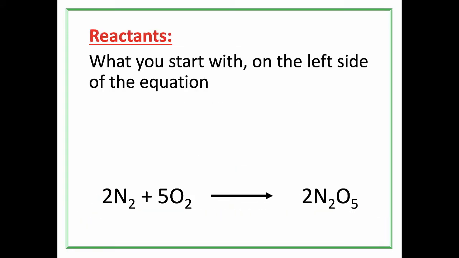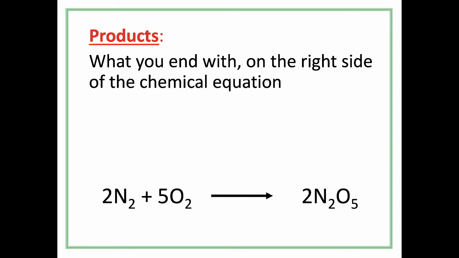Now, the reactants in a chemical equation, these are the compounds that you start with. They're on the left-hand side of the arrow. The products are what you end up with. They're on the right-hand side of the chemical equation.